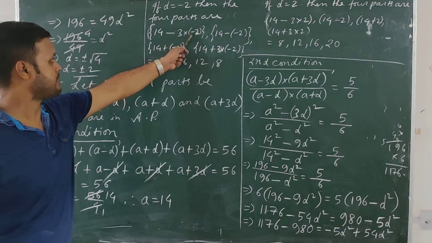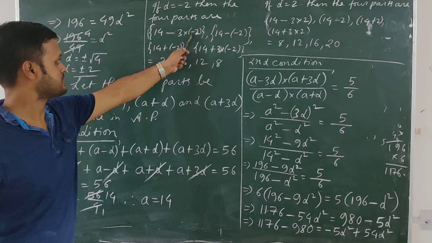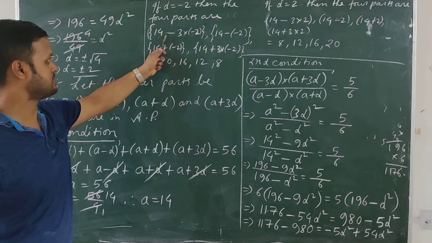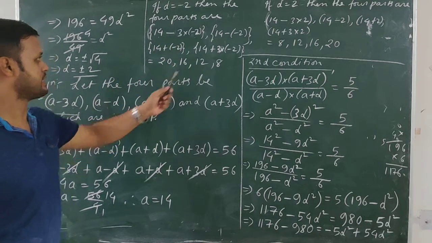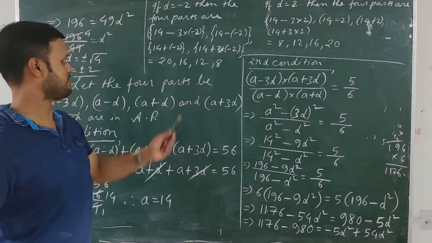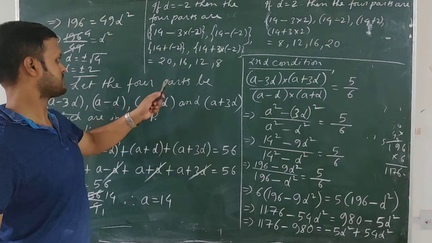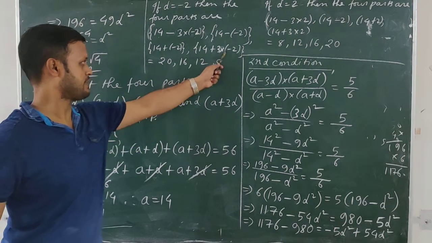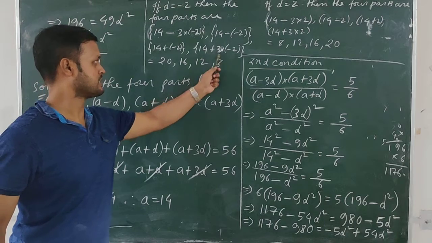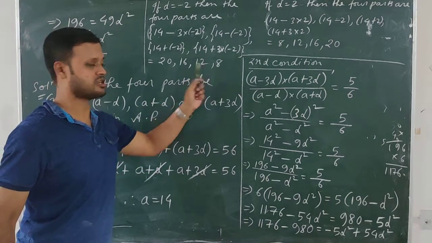See here, this minus and minus will become plus, isn't it? 14 plus 6 will become 20. This minus and minus will be plus. 14 plus 2 is 16. This minus and plus is minus. 14 minus 2 is 12. This minus and plus is minus. 14 minus 3 into how much? 6 now. So 14 minus 6 is how much?